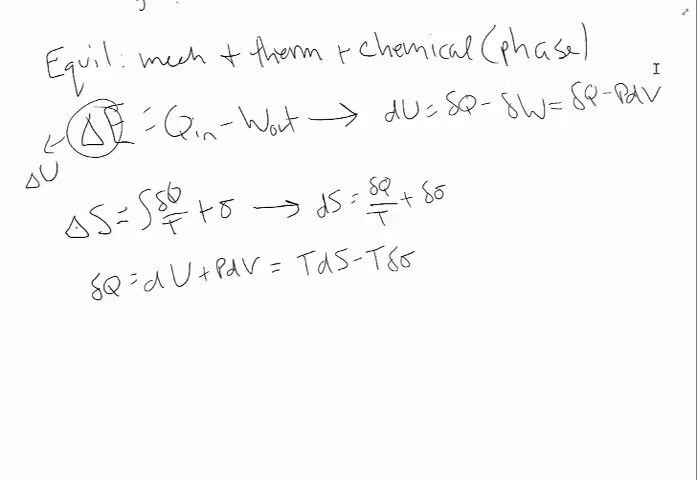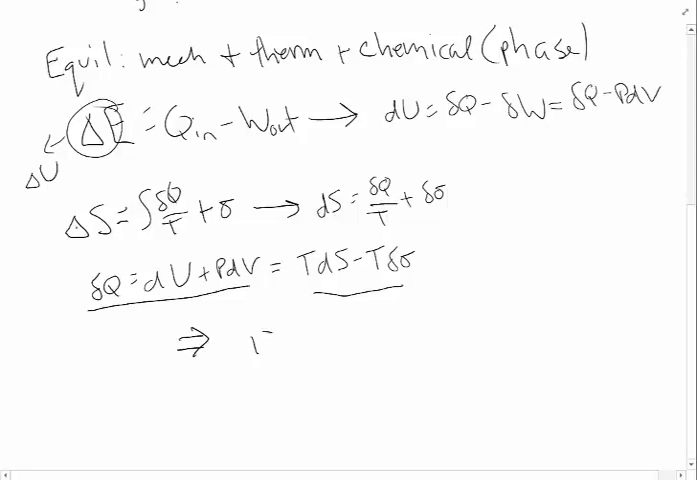Now, if we solve for dQ in both equations, then we're going to find the following. From the first equation, dQ equals dU plus P dV. From the other equation, it equals T dS minus T d sigma. Those two have to be equal to each other because they're both dQ. So combining those two equations, what you end up with is that T dS minus dU minus P dV is equal to T d sigma.